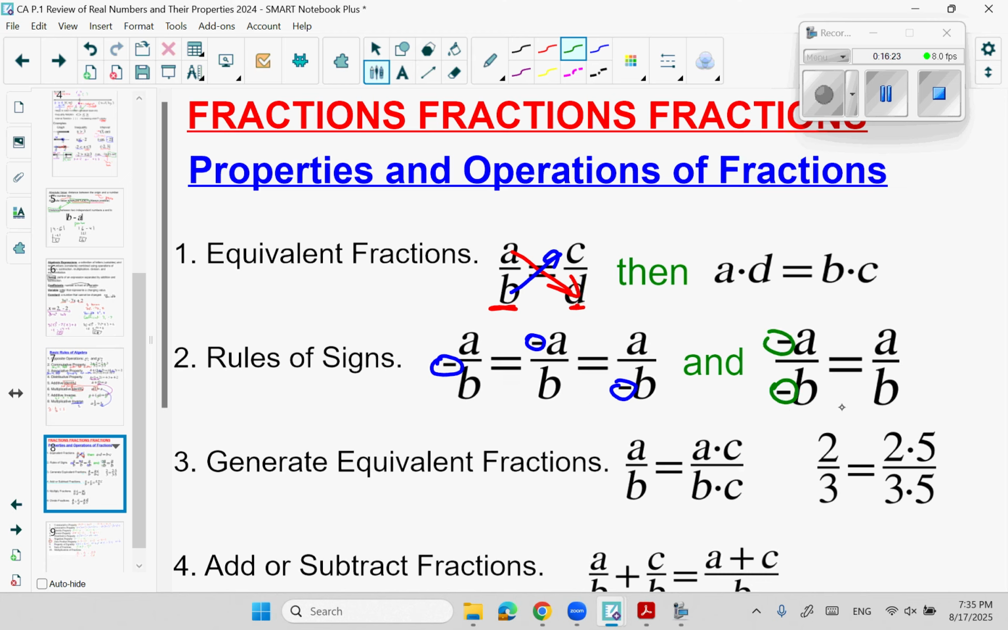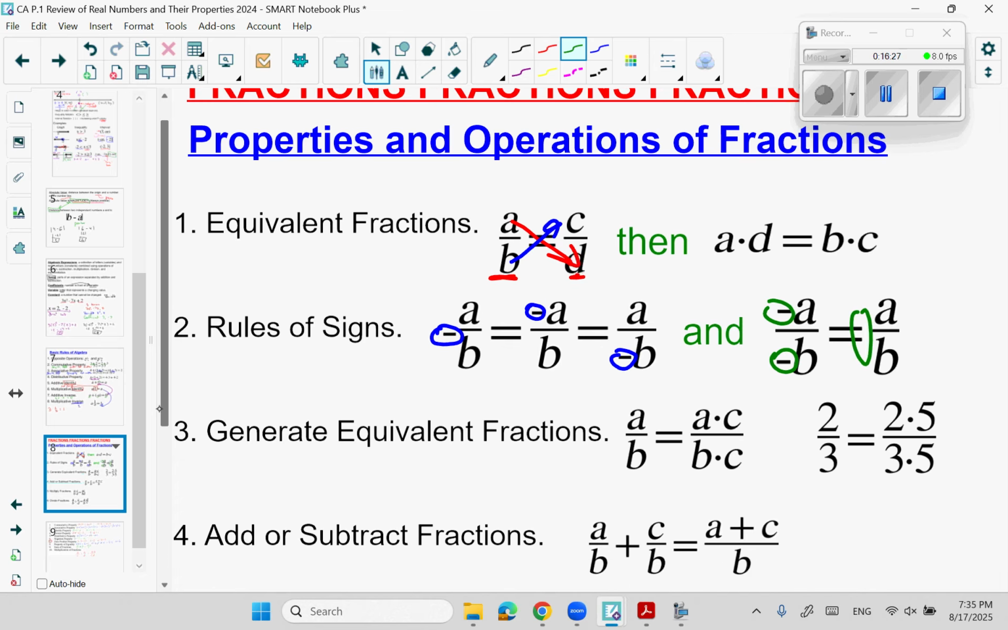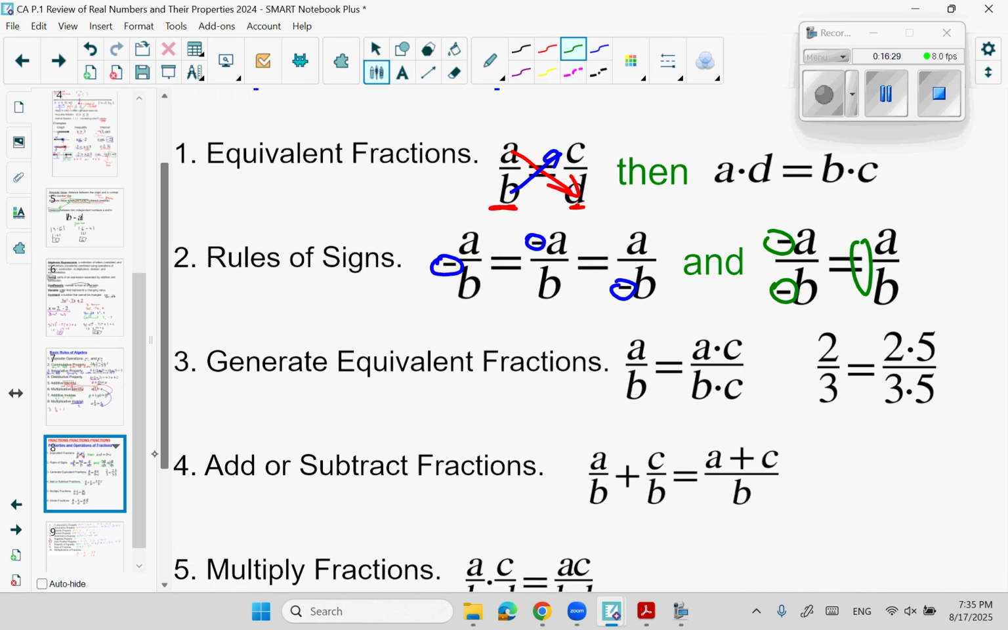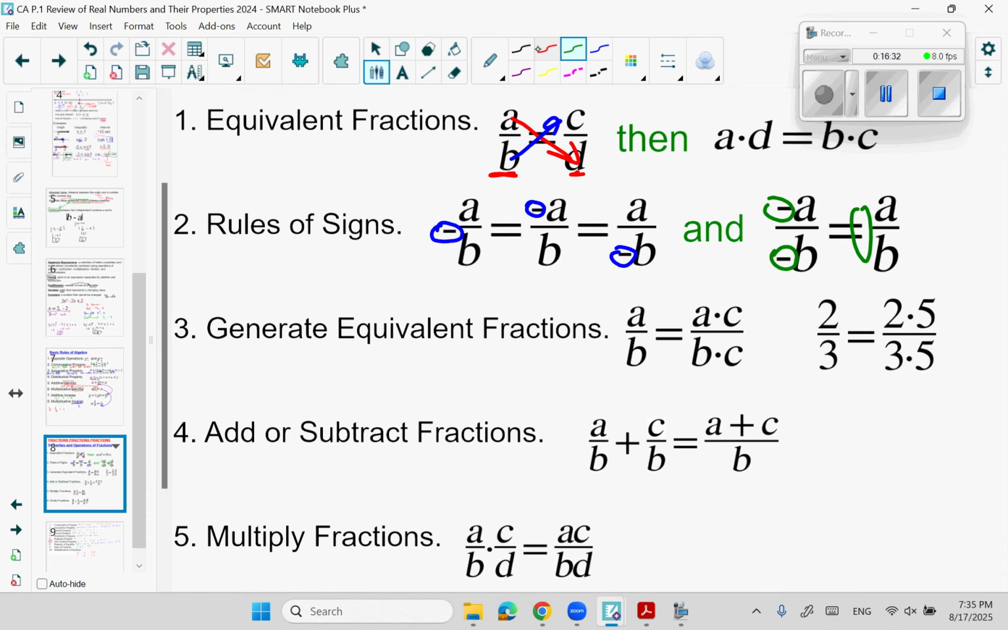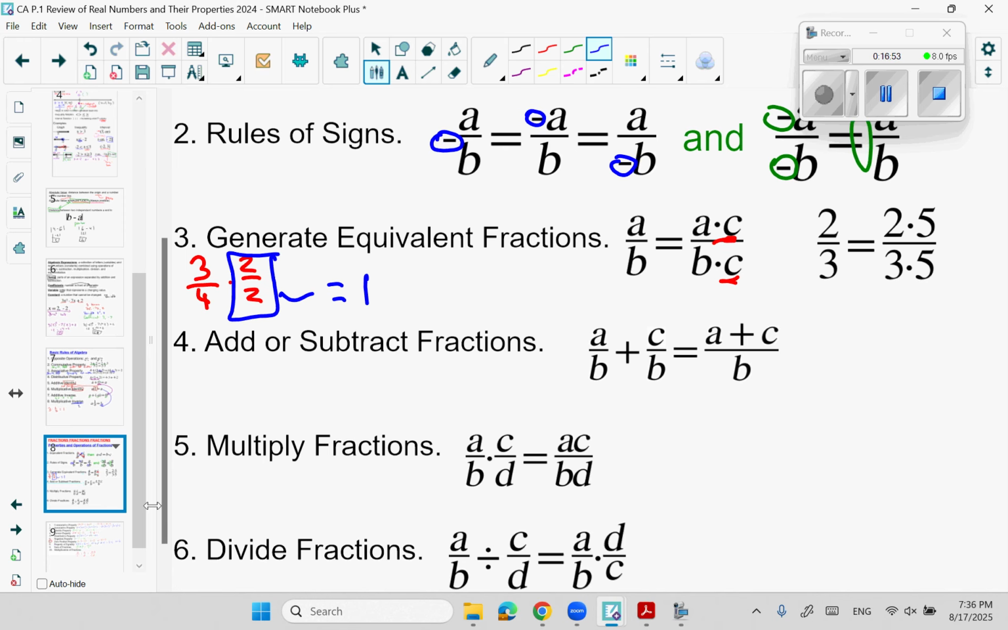2 negatives is the same thing as having no negatives, which makes sense. Dividing 2 negative numbers is a positive. Equivalent fractions, if I multiply something up top and the bottom by the same value, I don't change it. So for example, 3/4 times 2/2. Well, if I think about it, this 2/2 thing, that's just 1, and multiplying anything by 1 doesn't change its value.